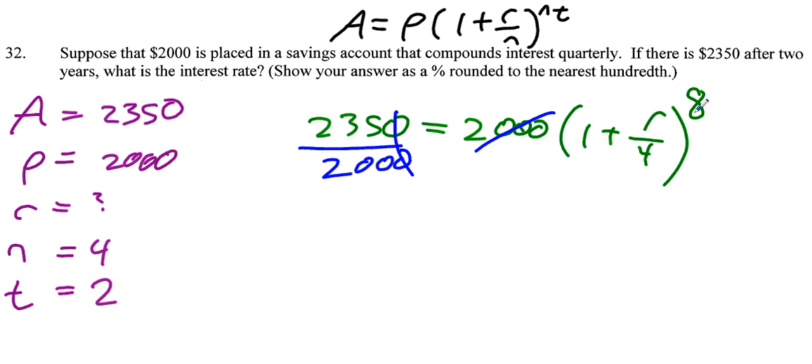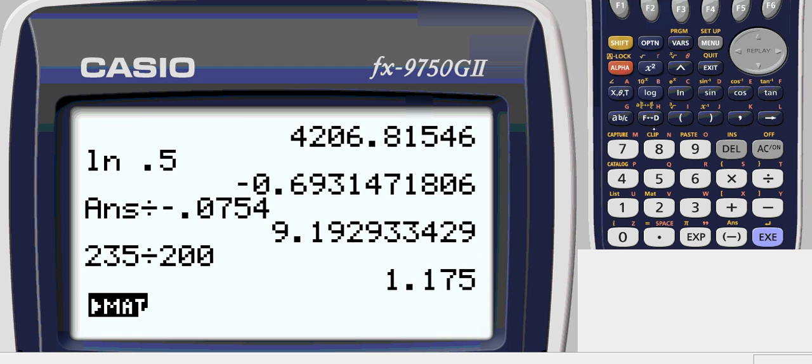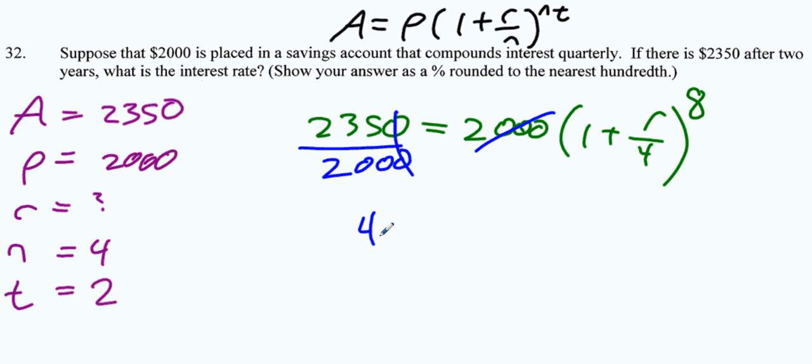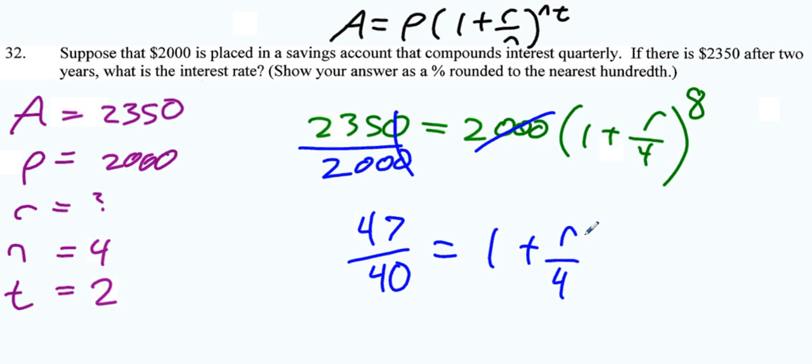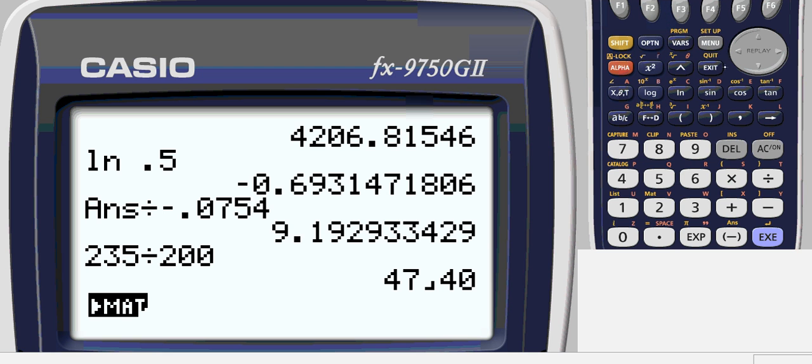And to get rid of the 8, we're going to do the 8th root. So 235 over 200. You could reduce that by hand. You can also type it in and do F to D, 47 over 40. To get rid of the 8, you do the 8th root. So 47 over 40, we're going to do the 8th root of that.